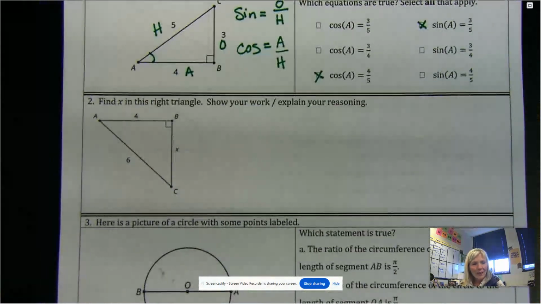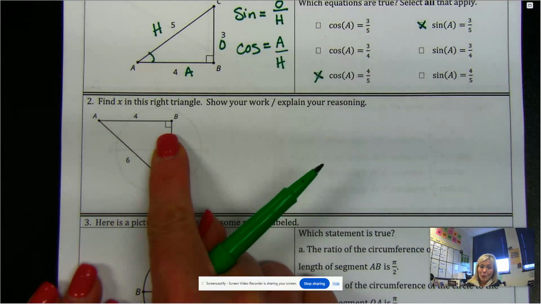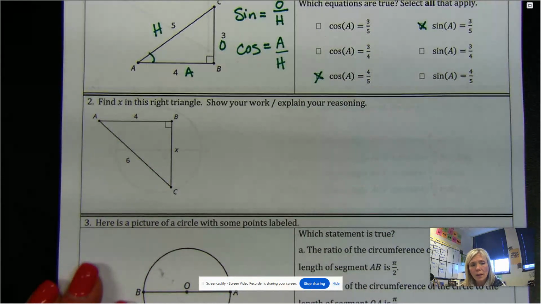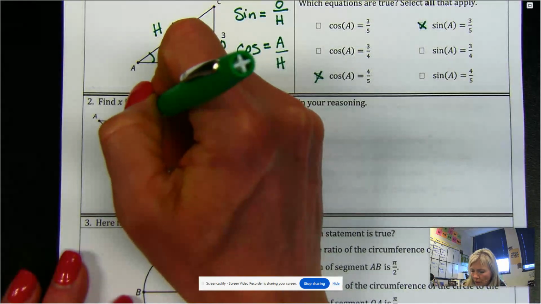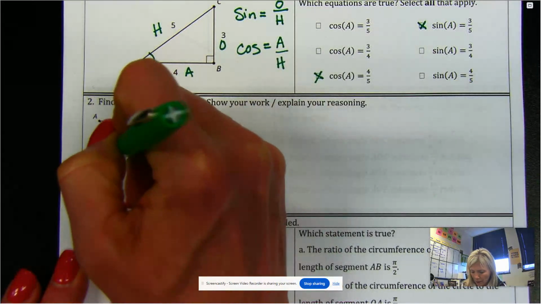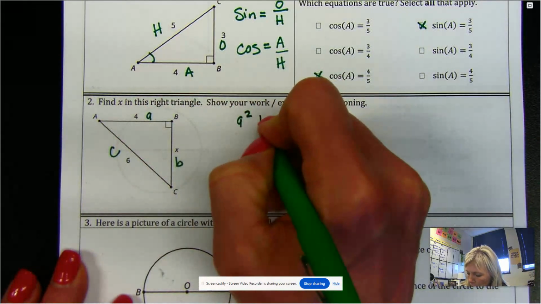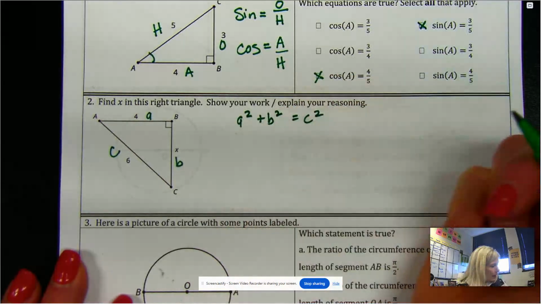All right. In the next one, finding x in the right triangle. So remember, in the right triangle, there's something called the Pythagorean theorem, and that says that when you square the legs of a right triangle and add them together, you get the square of the hypotenuse. So we usually call the legs A and B, and the hypotenuse is C. And so it's that A squared plus B squared equals C squared.